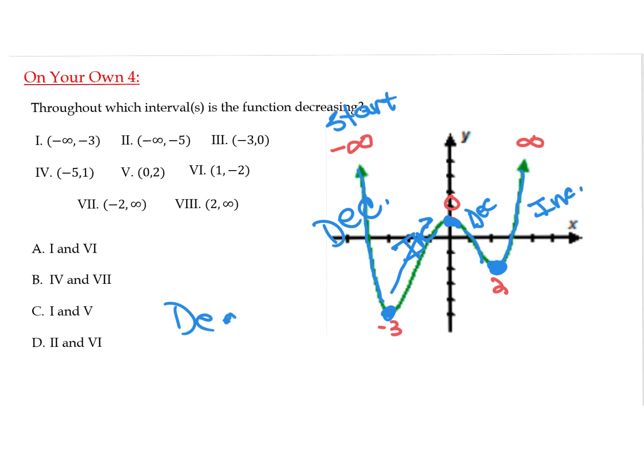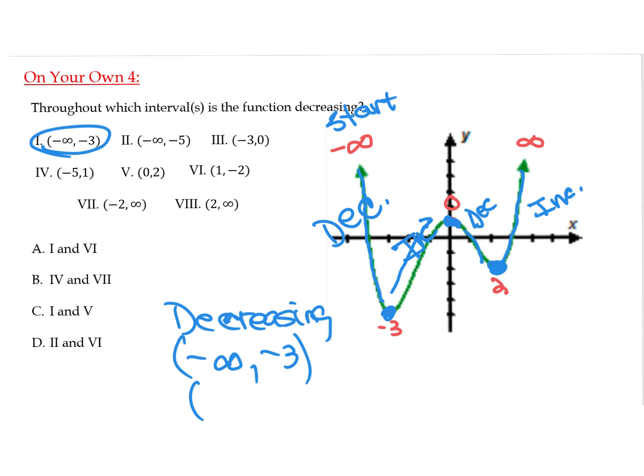All right, and I'm just going to make a list here of the decreasing intervals. Decreasing starts at negative infinity and goes to negative 3. All right, so I'm going to look for that one, and that is number 1. Also, I have a decreasing interval that starts at 0 and goes to 2. Therefore, this would also be an answer. So the correct answer on this particular problem would have been answer C, 1 and 5.